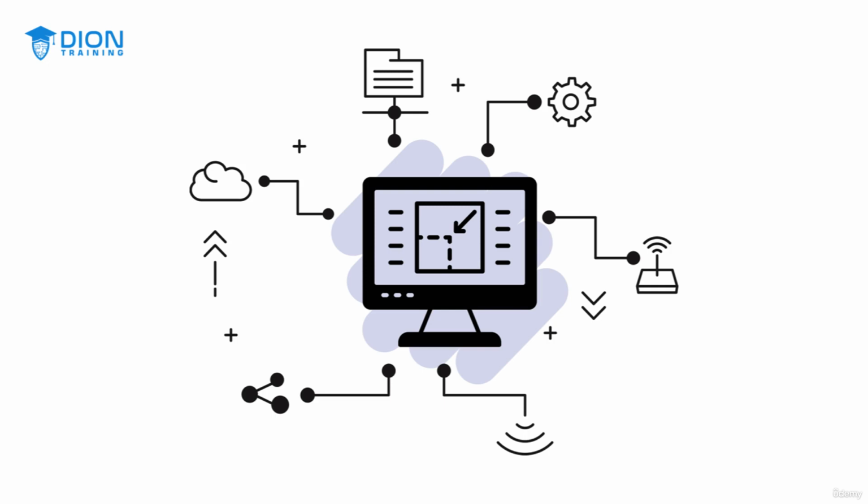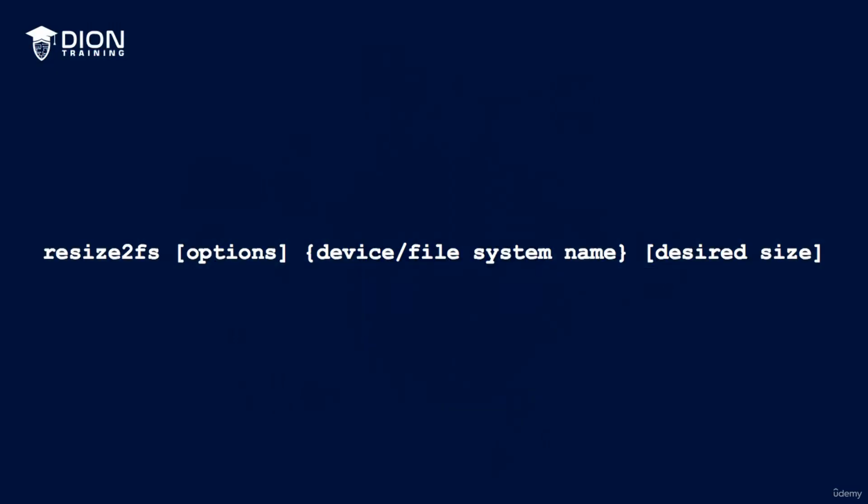If the size parameter is not specified, it's going to default to the size of the partition and fill up all remaining space. If you want to use this command, simply type resize2fs, the options, and the device or file system name, and the desired size to be able to run this command and resize your partition.